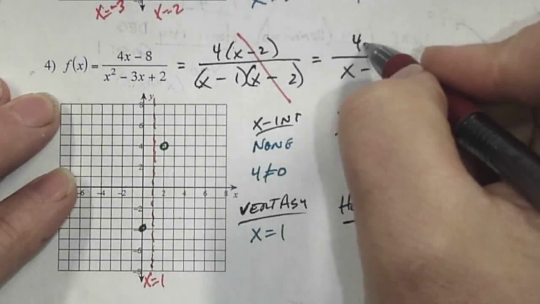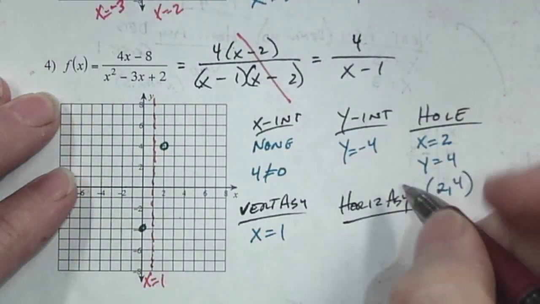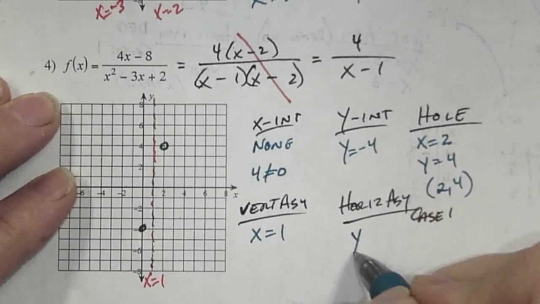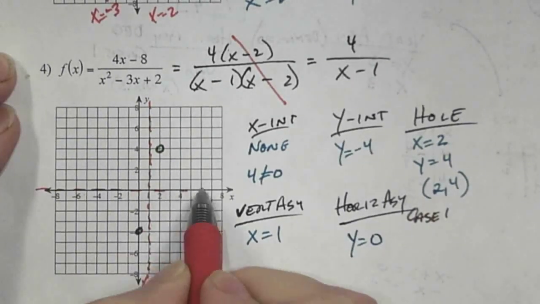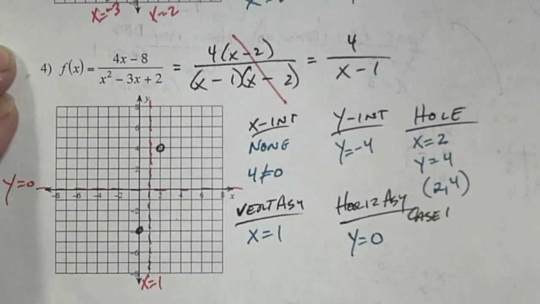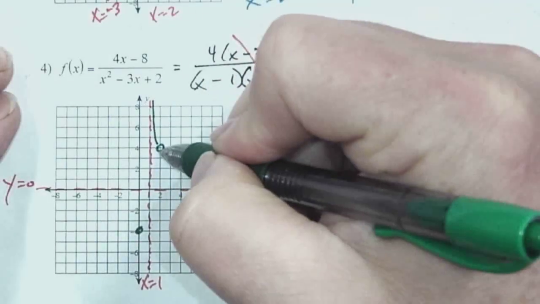The degree of the top is 0, degree of the bottom is 1. Degree of the bottom is bigger than the top, that's case 1, bottom bigger. So when your bottom is bigger, y is 0, the x-axis. Oh, we got the graph. We got it. We got to go through the hole, kind of, sort of speaking.